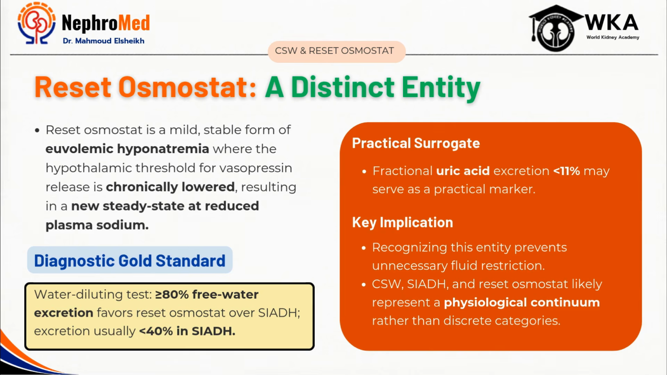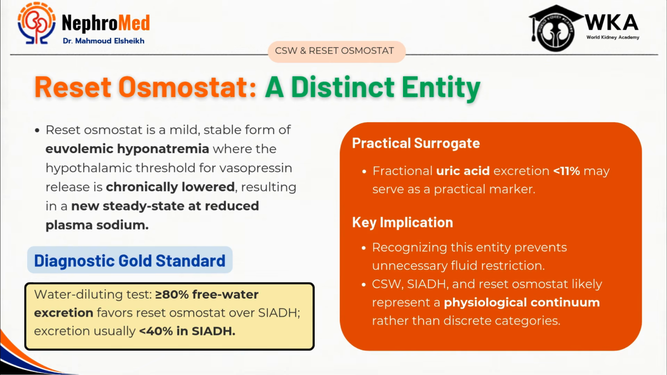Another useful practical clue is fractional excretion of uric acid. Values below 11% may favor reset osmostat, whereas persistent elevation is more typical of SIADH or cerebral salt wasting. Why does this matter clinically? Because recognizing reset osmostat prevents unnecessary and potentially harmful interventions. These patients often don't need aggressive fluid restriction, vaptans, or repeated attempts to normalize sodium. In fact, forcing sodium upward may provoke overcorrection without meaningful clinical benefit.